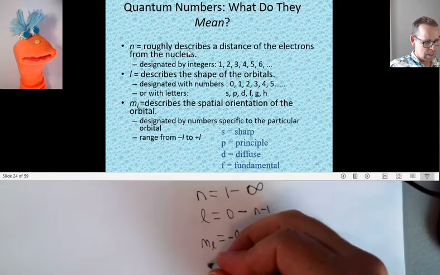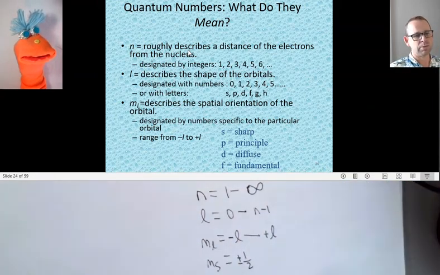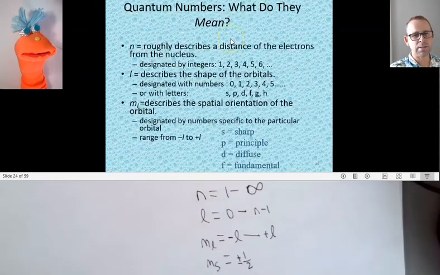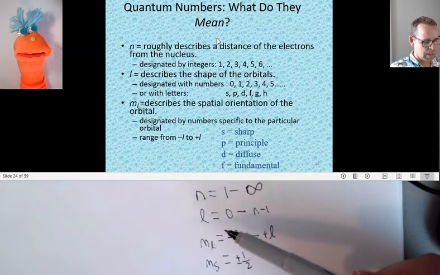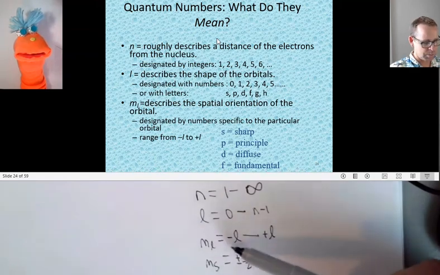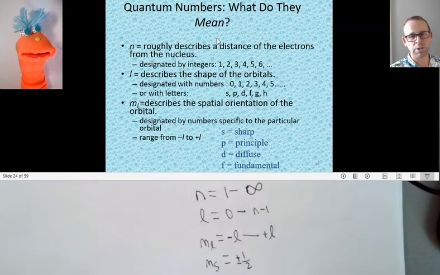So those are our 3 quantum numbers, there's 4 altogether. There's one called m sub s, and m sub s is always either positive or negative 1/2. And this m sub s value indicates the spin. So these are our quantum numbers. N can be 1 through infinity. L can be 0 to n minus 1. M sub L can be all the way from negative L up to positive L and any integers in between. And m sub s is always going to be either a positive 1/2 or a negative 1/2.